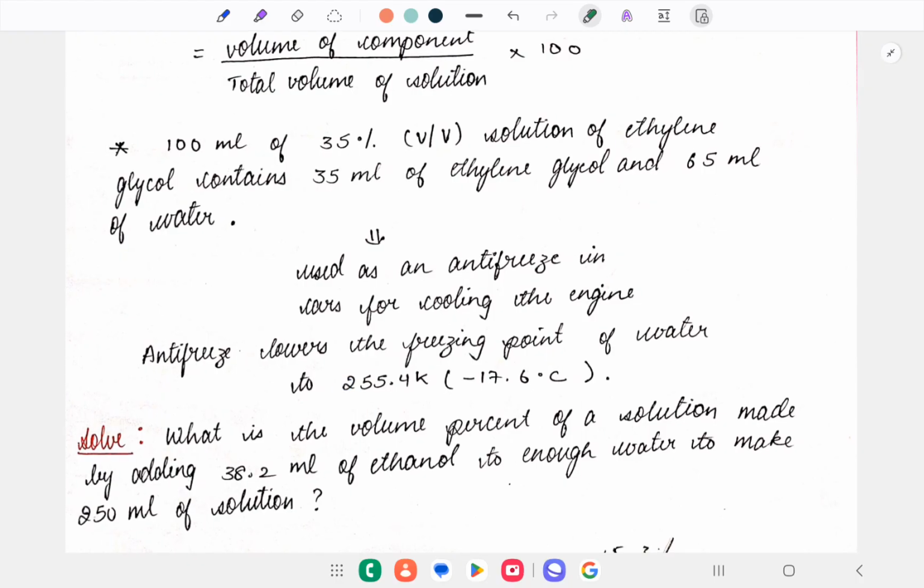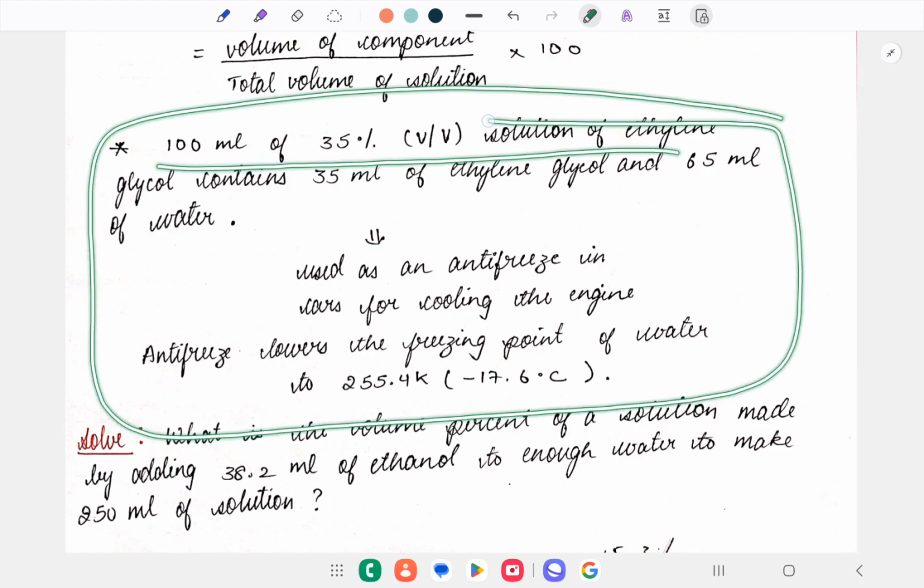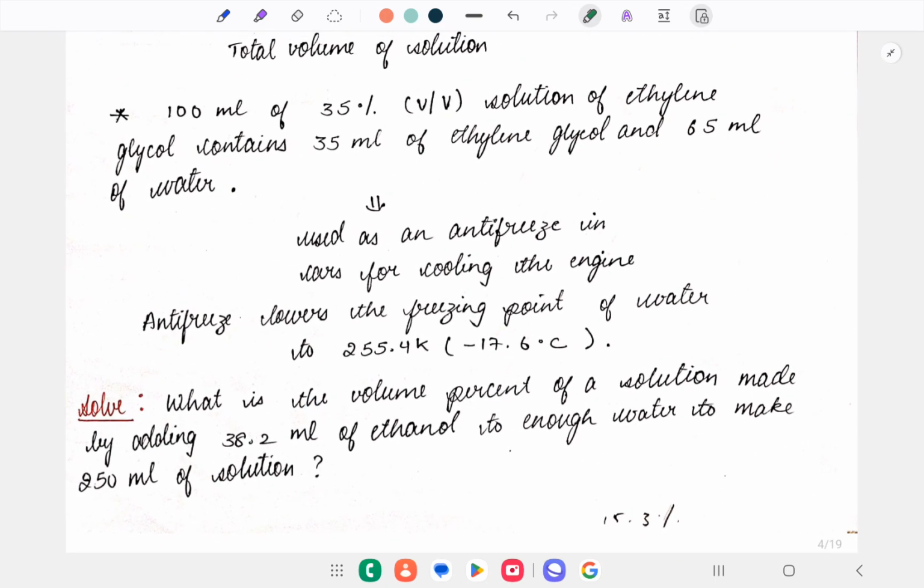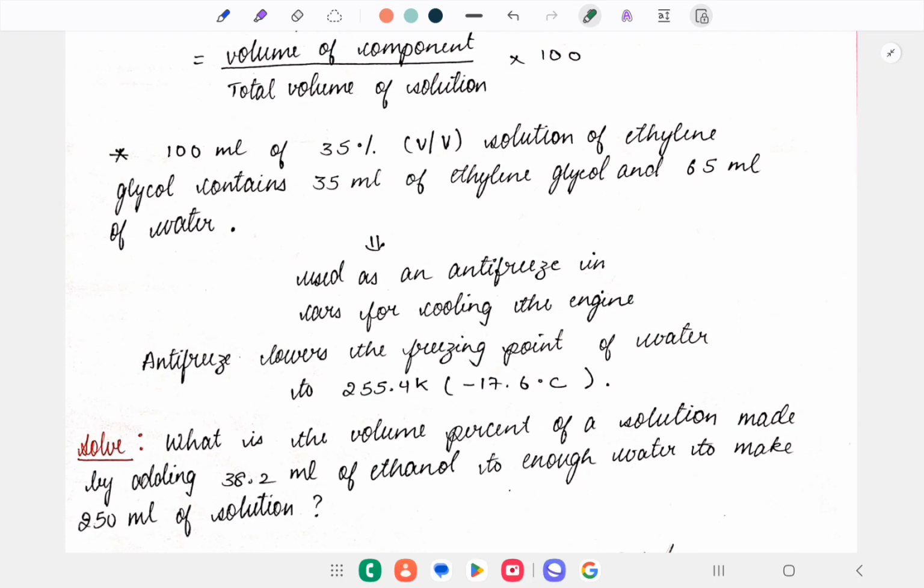So this is a very important point to be noted, that is 100 ml of 35% volume by volume solution of ethyl glycol contains 35 ml of ethyl glycol and 65 ml of water. So this is basically used as an antifreeze in cars for cooling the engine. So antifreeze lowers the freezing point of water to 255.4 Kelvin, which is minus 17.6 Celsius. So this is very important. It can be asked in your examinations.